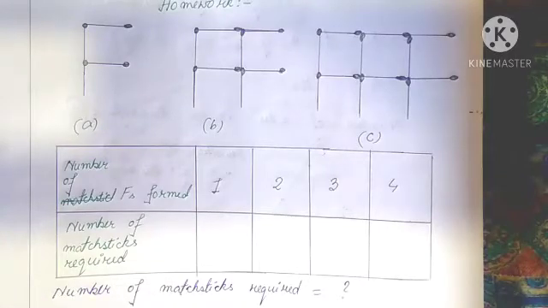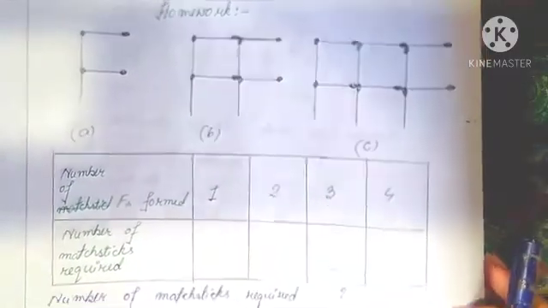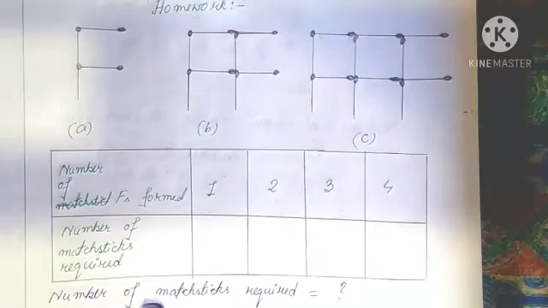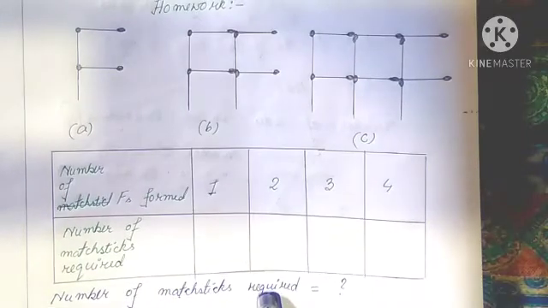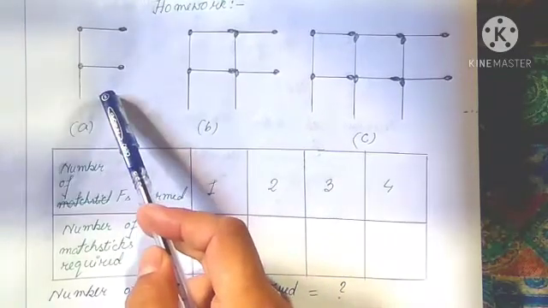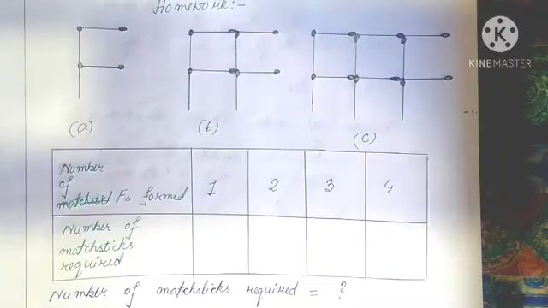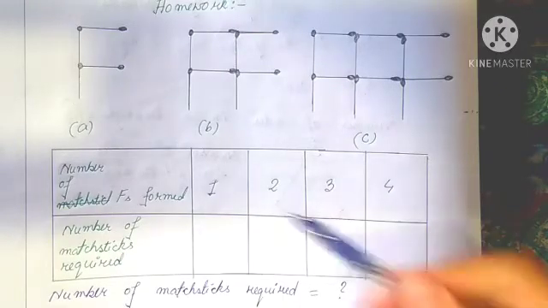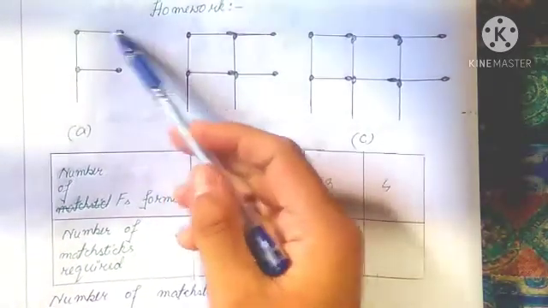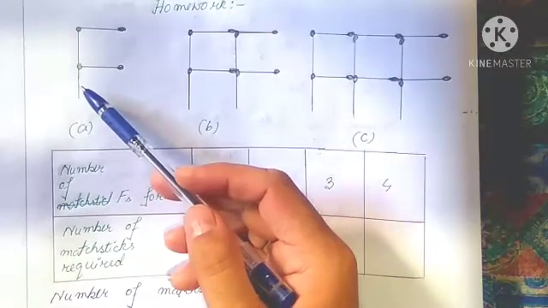Hello students, this is BJ Tutor. In the last video I gave you a homework assignment to find the rule for the number of mastics required when we form an F shape using mastics. So let's check whether you have done the homework correctly or not. Here in the first figure we have made one F shape using mastics, right?